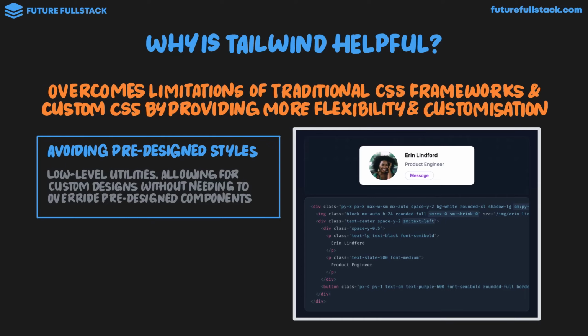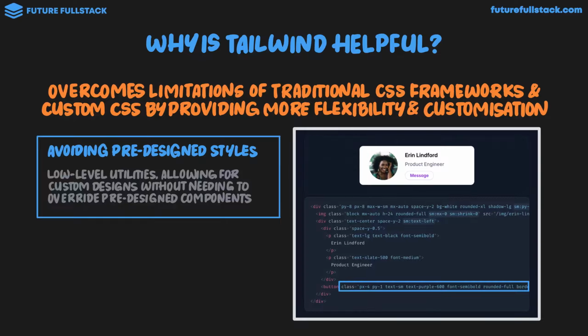So by using low-level utilities, that is, single property utilities, we never have to go and add our own custom CSS. The Tailwind framework gives us everything in the toolbox we need. For example, this button class has a lot of different styles applied to it. There's some padding, rounded corners, and much more.